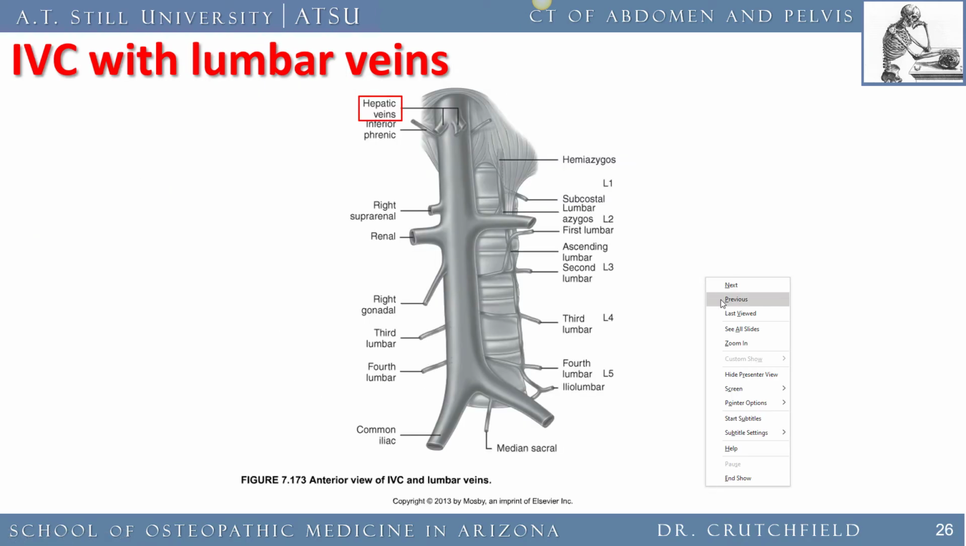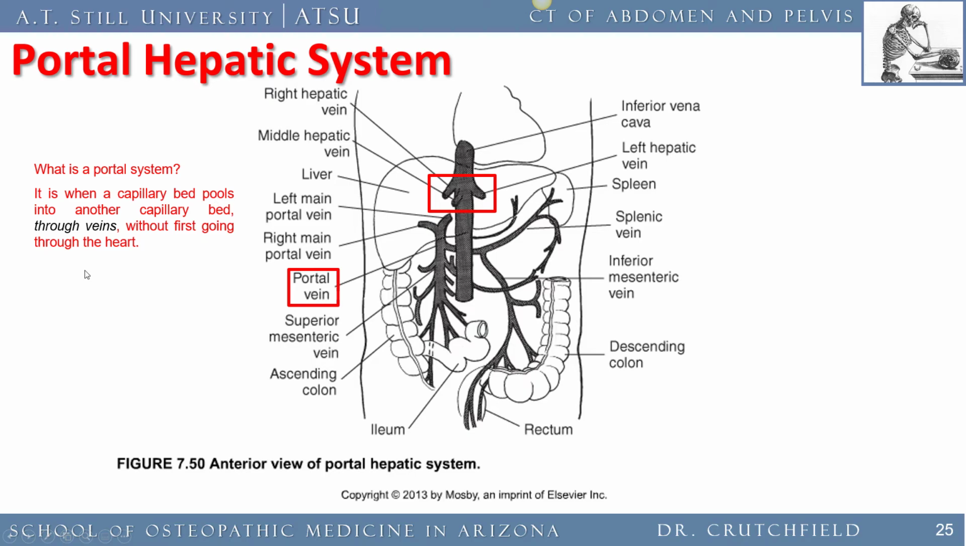And I neglected to mention this, but what is a portal system? It's when a capillary bed drains into another capillary bed through veins without first going through the heart. So we have blood coming out of the spleen through one capillary system and then going into another capillary system here in the liver, leaving the liver and going back into the cava on its way to the heart. 2 separate capillary pools. Remember, you also have a portal system, the hypophyseal portal system, up in your brain.